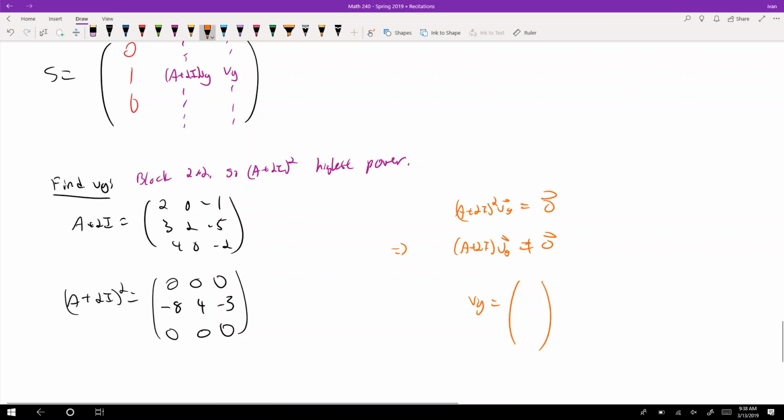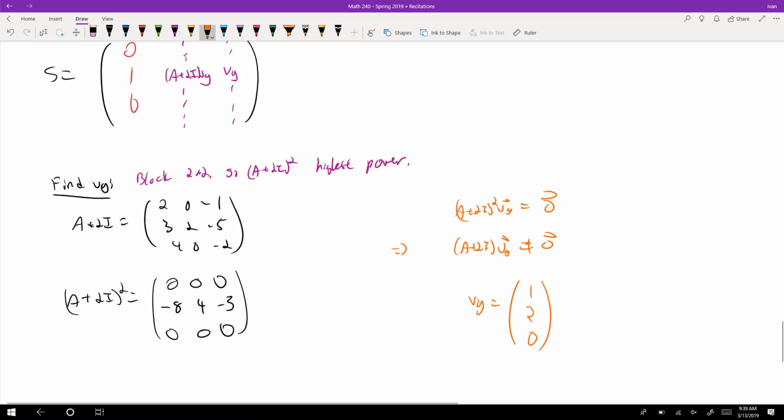1, 0, 1 for A plus 2I squared? Oh, okay, so not quite. You don't want to look at the columns, you need to look at the rows. Yeah, someone just said it, right? 1, 2, 0. Okay? So, yeah, 1, 2, 0 is the generalized eigenvector that we want.